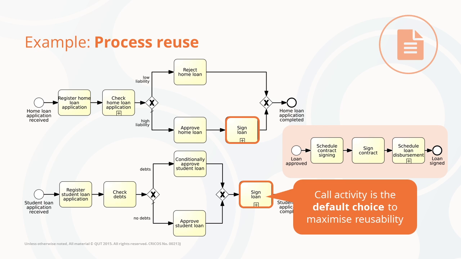So using call activities is actually the default choice in order to maximize reusability and improve consistency, so avoid potential inconsistencies in the repository.